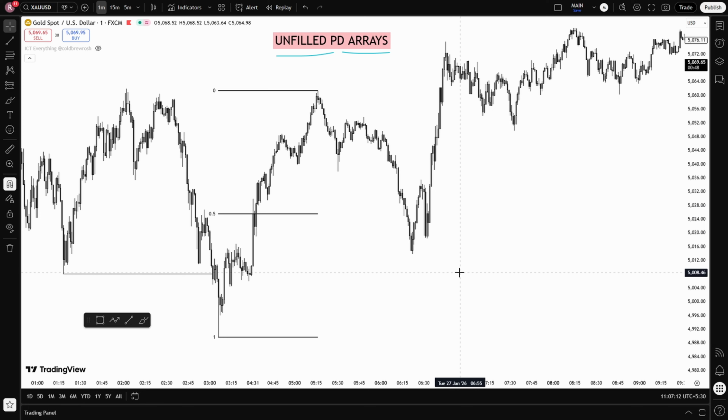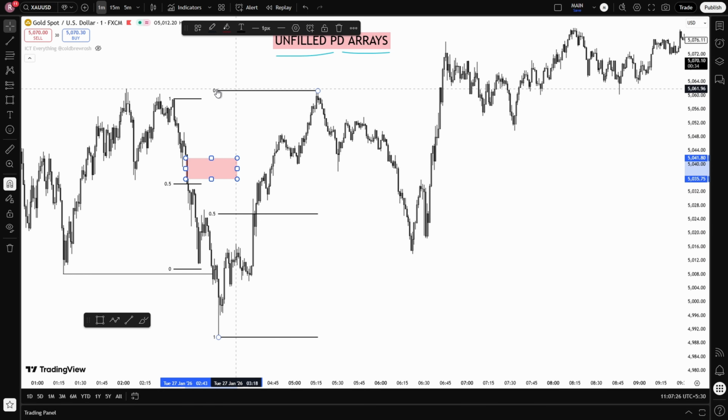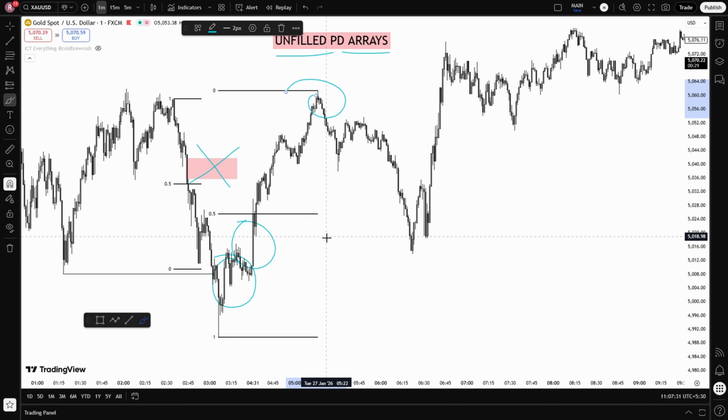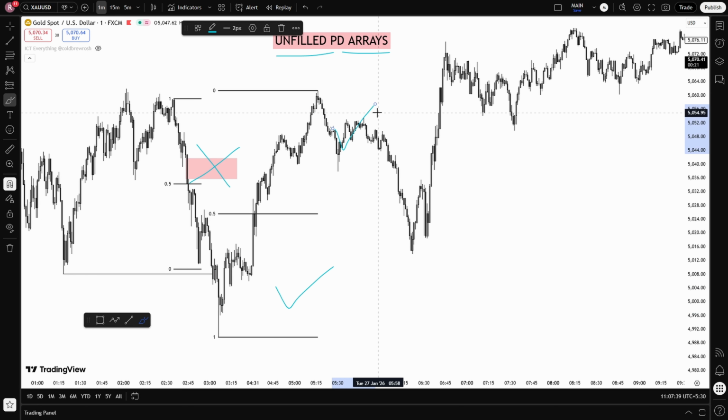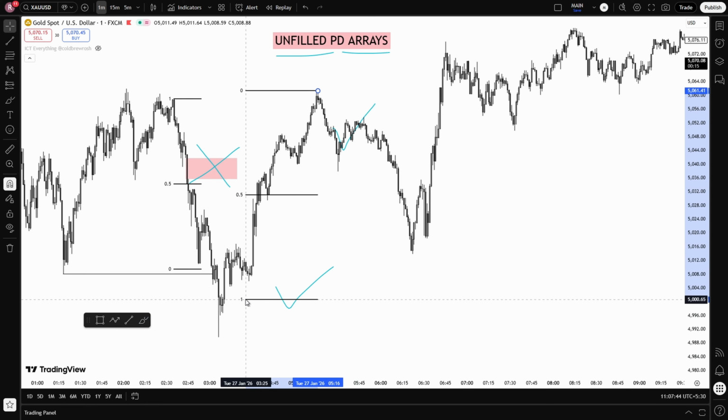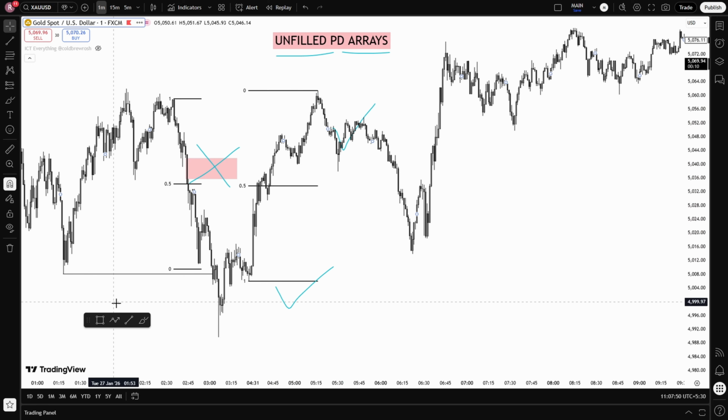Now, it's important to understand this. Not all PD arrays are equally important. The PD arrays that form in the middle of the range are usually not very significant. We don't need to focus much on those. What really matters are the PD arrays that form at the most extreme discount or most extreme premium of the range. Those extreme areas are where unfilled PD arrays carry the most value. These are the areas where price is most likely to react, reverse, or at least pause. That is why unfilled PD arrays located near the highs and lows of a range matter the most.